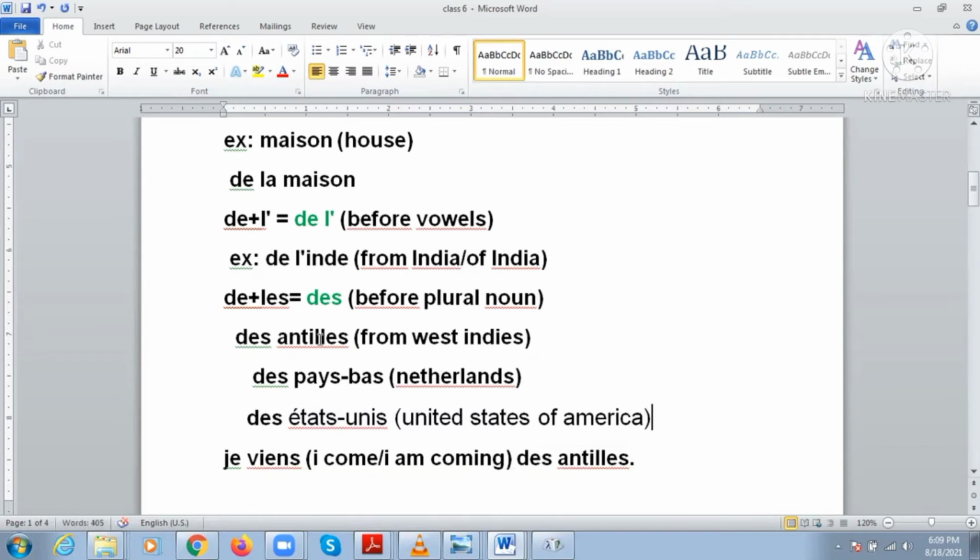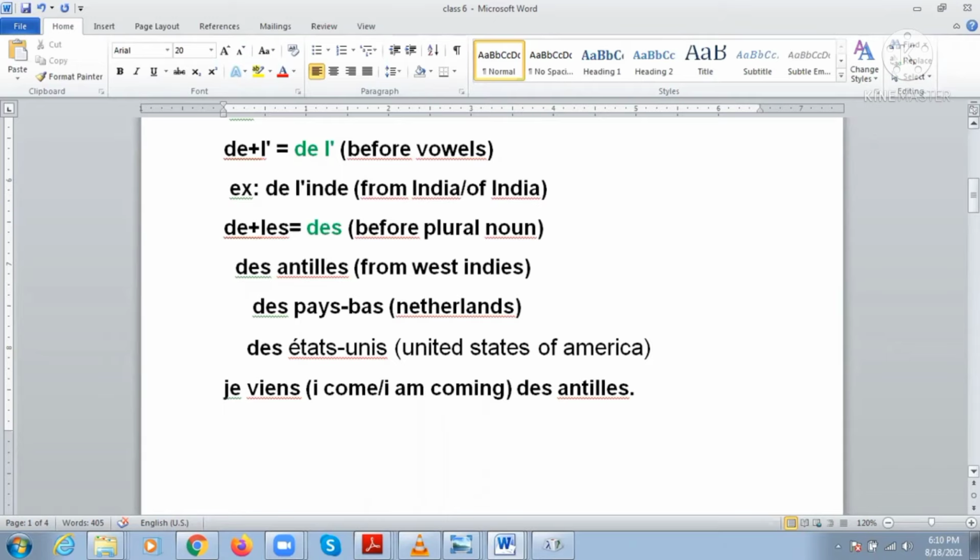Now, if you just noticed, in the previous class we learned the indefinite article, in which "des" was also one of the kinds. Even "des", here also we have "des". So how can we figure out if it is an indefinite article or a contracted article? Very simple. As an indefinite article, "des" means some, right? And as a contracted article, it means of or from the. So it always depends upon the sense of the sentence.